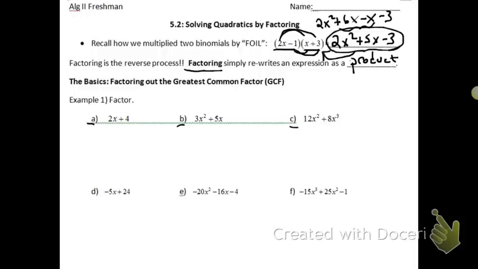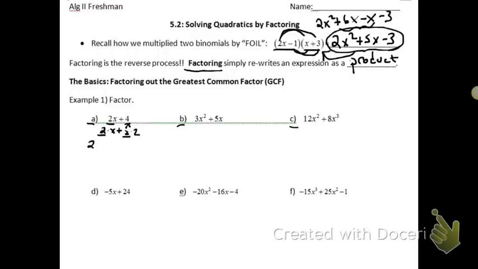So if I'm looking at factoring out the greatest common factor of, let's say, A, 2x plus 4, I want to first list all the factors of the terms. 2x just means I'm multiplying a 2 and an x. I can't break 2 down anymore because it's a prime number. However, 4 can be broken down into the product of 2 times 2. Now, the only factor that these two terms have in common is this 2. So I can only factor out the 2.